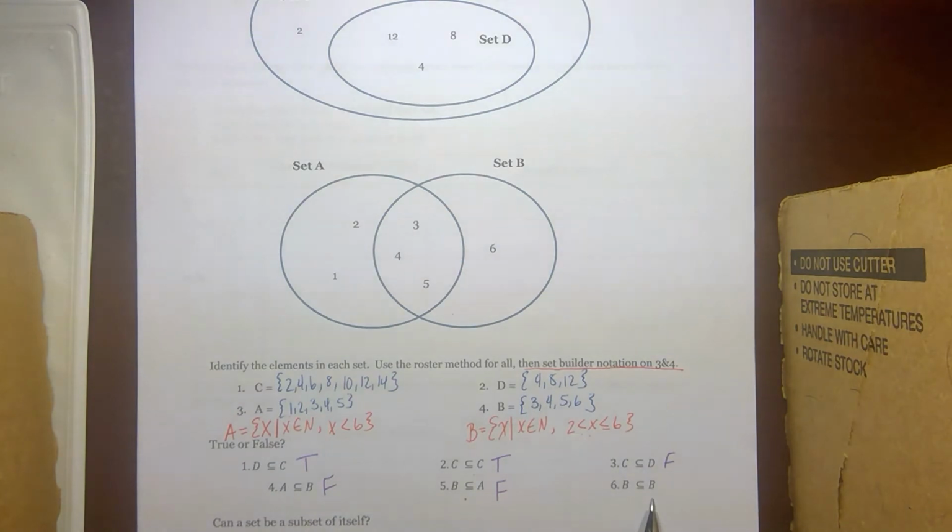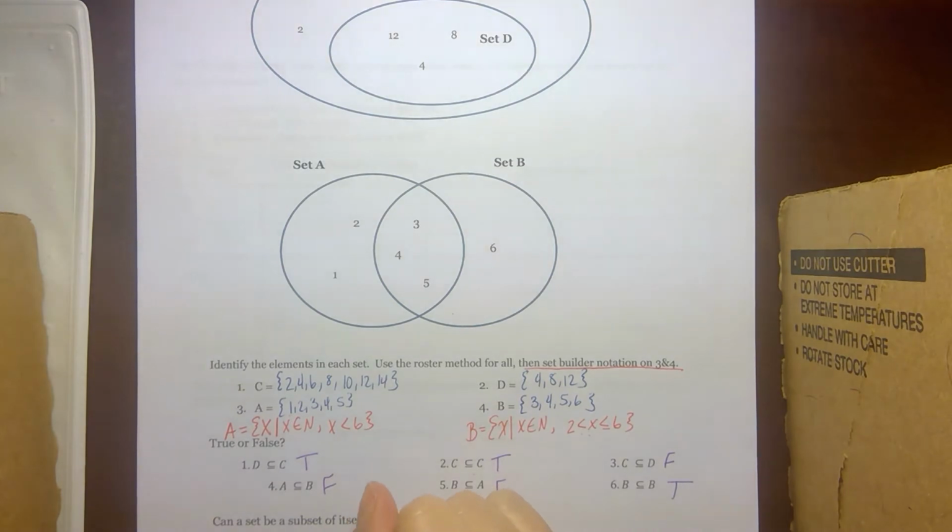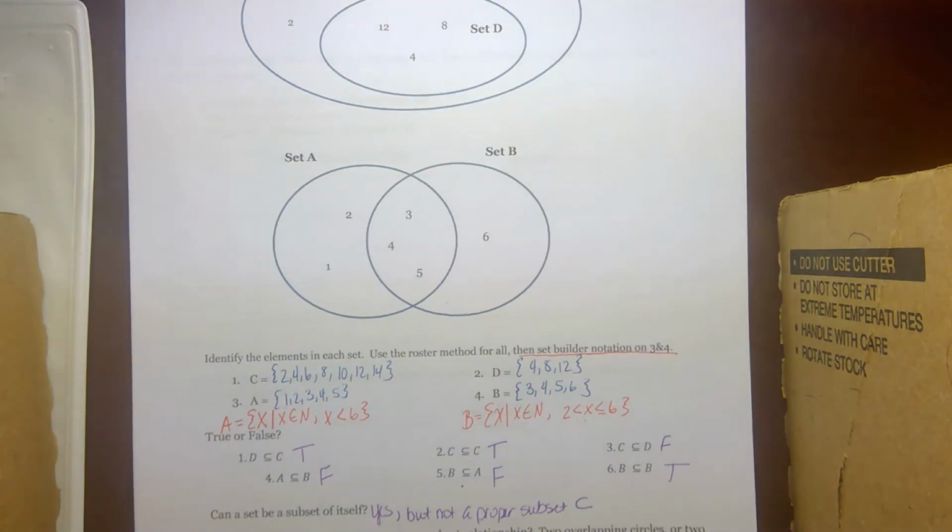Finally, B is a general subset of itself. That's true. Not a proper subset, but a general subset. Can a set be a subset of itself? Yes, a general subset, but not a proper subset. It can be a general subset because of that "or equal to" line.